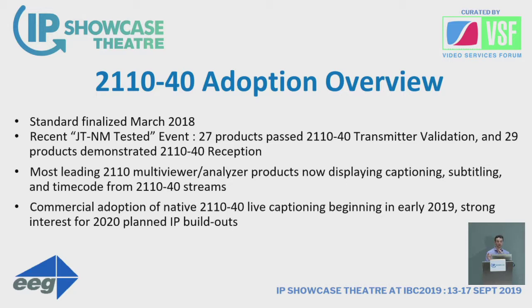We also have 29 products showing that they can receive 2110-40 signals. And the products were allowed to demonstrate that in a variety of ways, either by being able to represent the captions on the screen, being able to represent the time codes on the screen, or being able to show some type of a packet dump. The test is for making sure that they're receiving the data over the network, because different ancillary data applications are going to be used in very different ways depending on the nature of the receiver. So we're starting to see commercial adoption of this with the existing captioning standards, which is really cool.